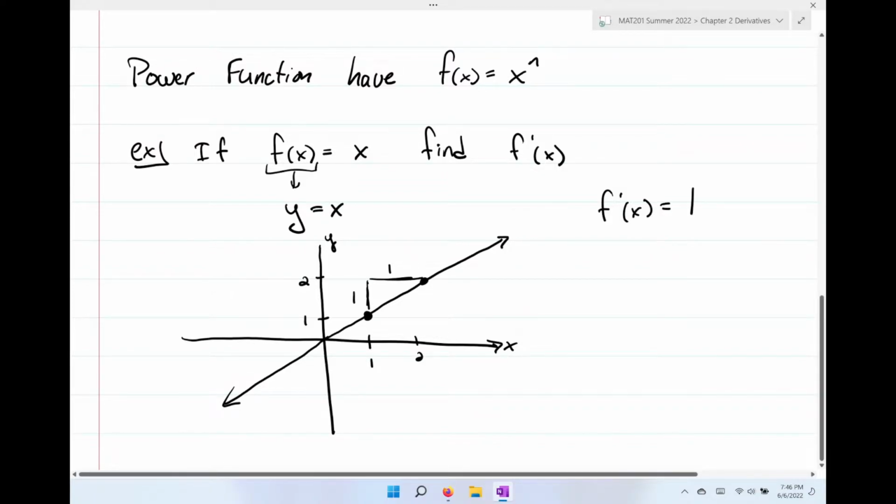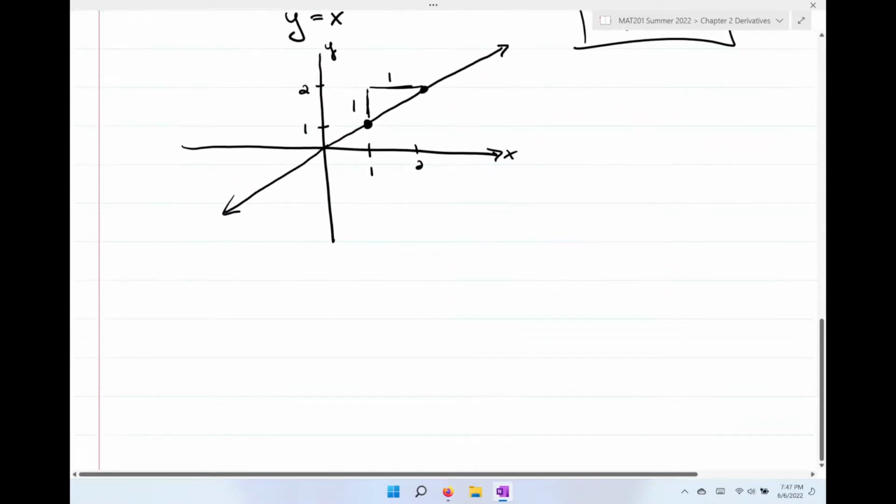Now, this is a very special case, okay? Because it's real intuitive. We can see that. However, it's not as intuitive if you were looking at, let's say, this example.